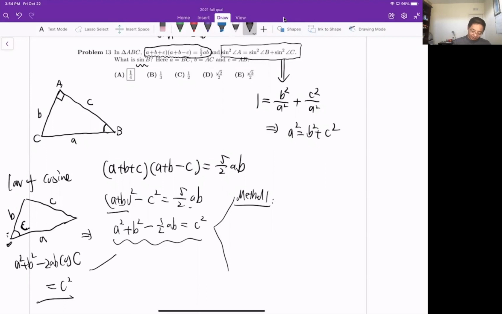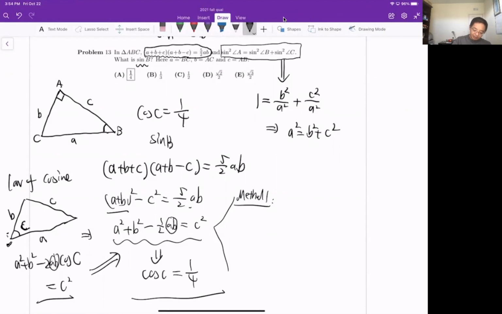Now, if you compare with the law of cosine, we quickly get, okay, so this is ab, this is ab, so we just derive cosine C equals 1/4. So we get cosine C equals 1/4. And what we want is sine B, right? But because A is 90 degrees, cosine C is the same as sine B. So we get sine B is 1/4. So the first method, we just use law of cosine.